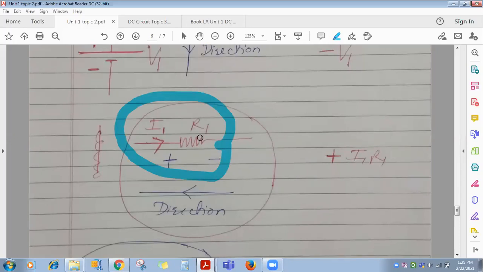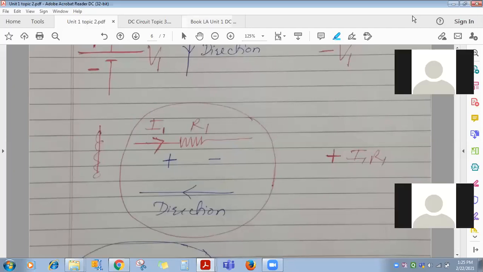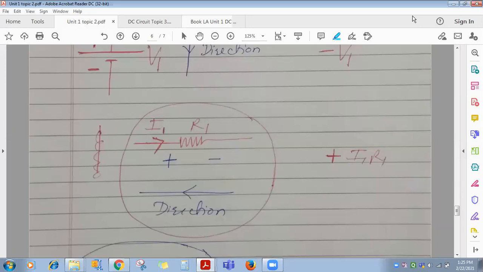Okay. Now will it have some polarity? Yes, some voltage drop is there across it. It's a DC current, so how to mark the polarity? Which one will you consider as the positive and which one as the negative terminal for the voltage drop across it?